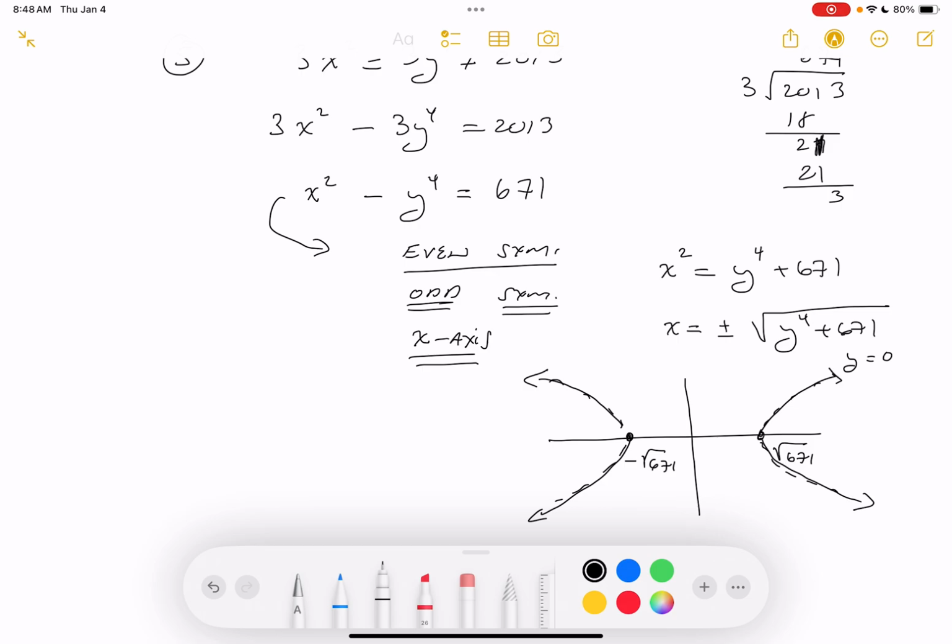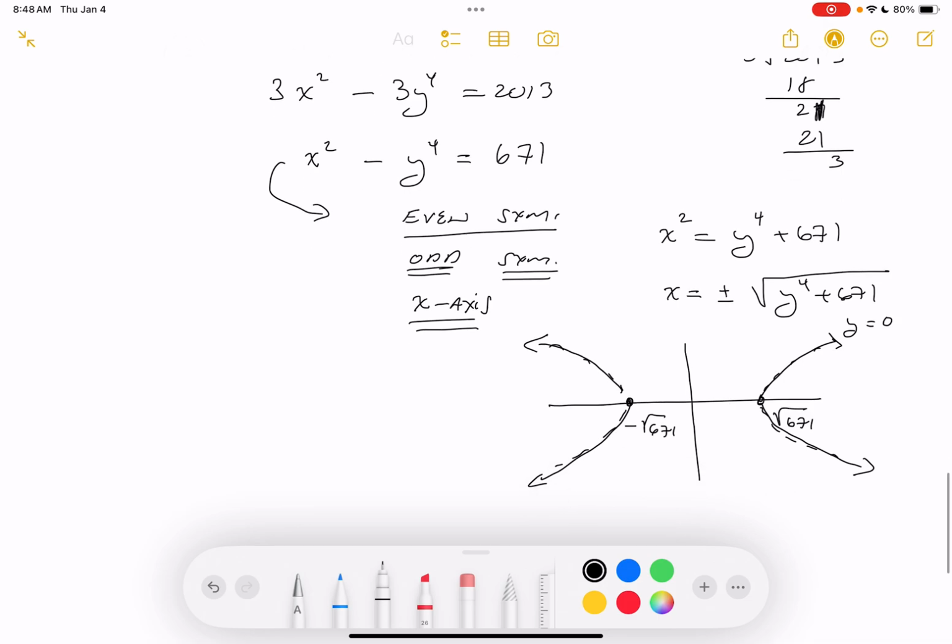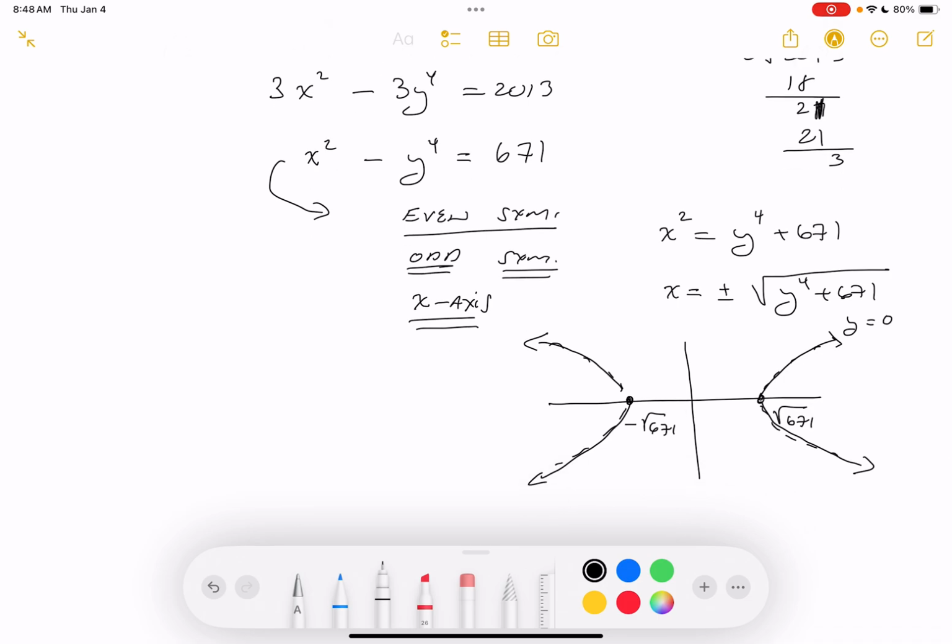All right. I'm also going to claim it's asymptotic. And if I thought about that, what I'm saying is when x and y are going off to plus or minus infinity, these two things are essentially equal. I mean, I know they differ by 671, but when you're getting huge, a difference of 671 doesn't really matter much.